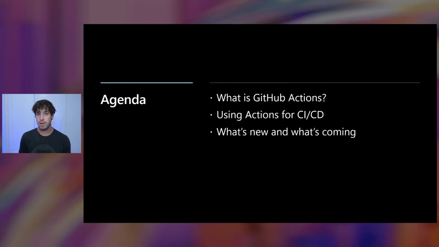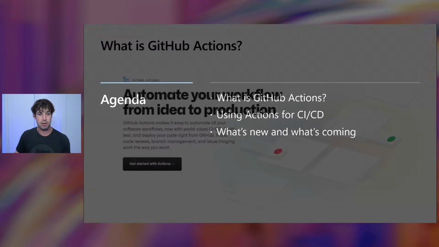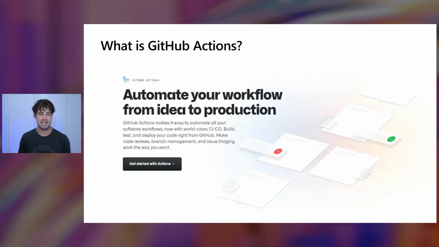So in today's session, we're going to talk about a few things. First, we're going to really look at what GitHub Actions is and what it can do. We're going to look at GitHub Actions specifically for CI/CD, and I'll show you what that actually looks like in practice as well. And then finally, we're going to look at what's new in GitHub Actions and then what's coming in the near future. So without any further ado, let's talk about what GitHub Actions is.